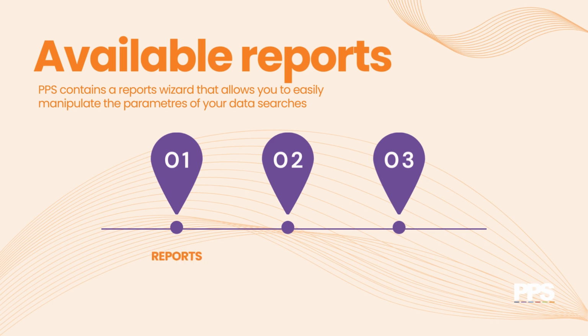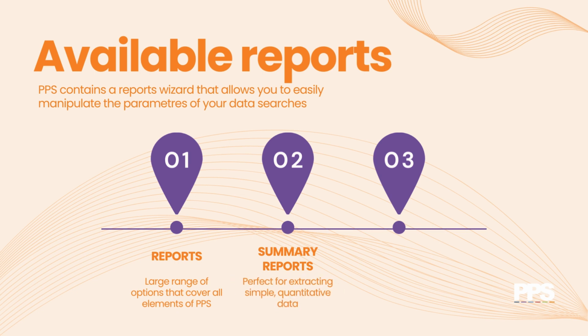So firstly, we've just got reports, and they will make up the bulk of PPS's reporting functionality, comprising of a large range of reports that cover all of the major elements of PPS. These reports are highly configurable, giving you the tools that you need to find exactly what you are looking for. PPS also includes summary reports. So these are a condensed version of the full reports section that allow you to pull simple quantitative data for a wide range of statistics.